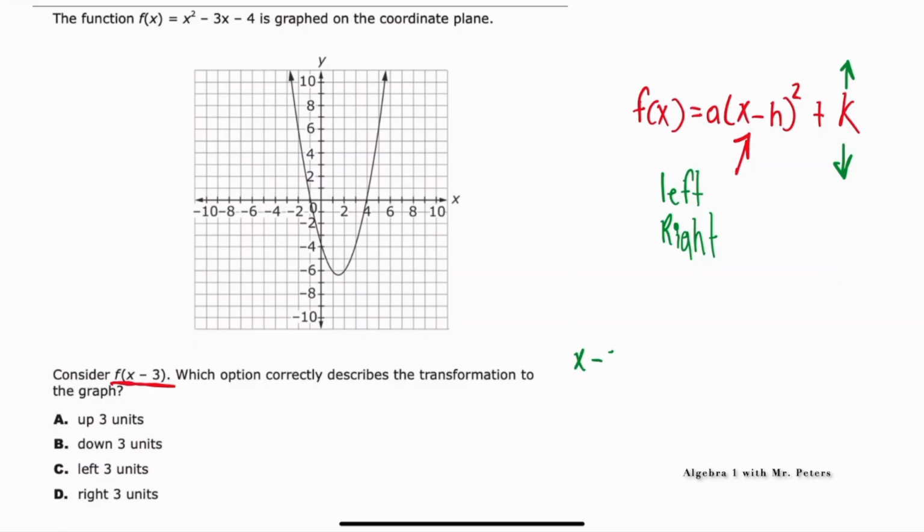So x minus 3 is equal to 0. We're going to shift our graph 3 places to the right. So our answer choice would be D. So please make sure you remember that formula and how the transformations occur depending on H or K, or whether it's inside the parentheses versus outside. Inside the parentheses, left or right, outside, up or down, never forget it.